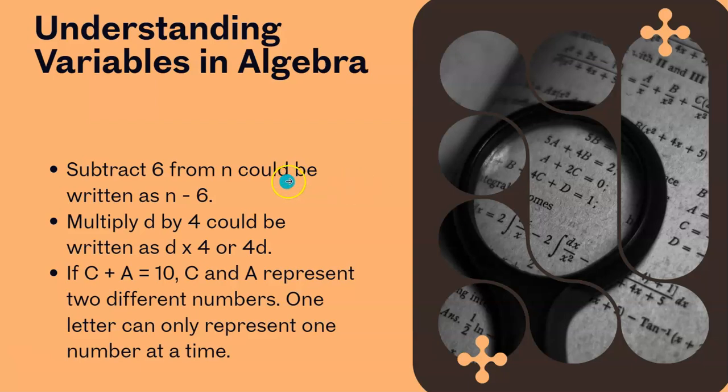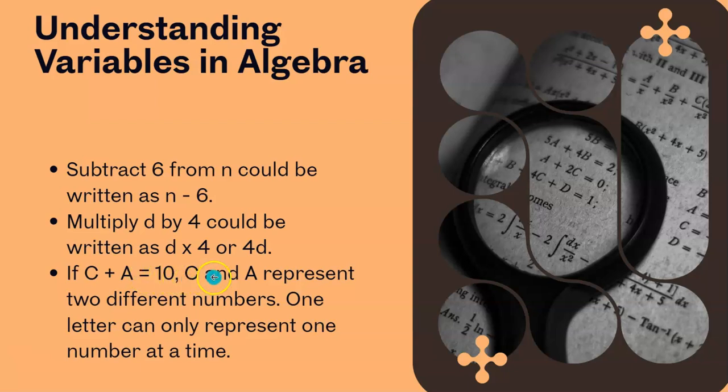Subtract 6 from n could be written as n take away 6. Now obviously we can't subtract the number from a letter, which means n has to represent a number which you might be asked to find. Multiply d by 4 could be written as d times 4 or 4d.